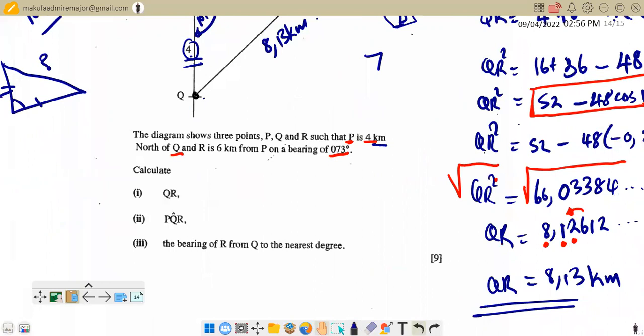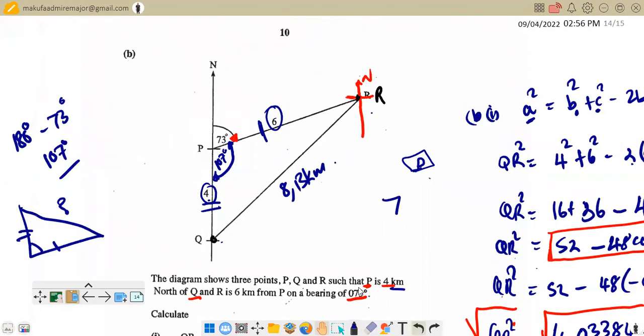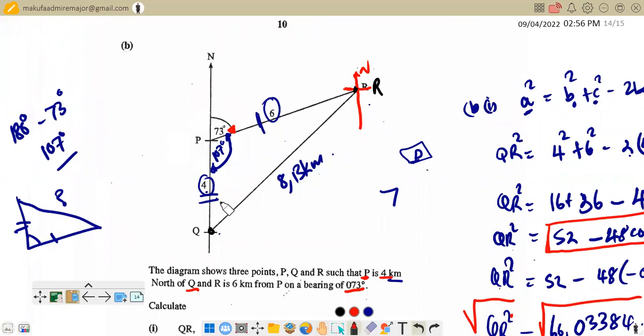Calculate angle PQR. Okay, so this is angle PQR. PQR, that is here. We've got PQR on this one. PQR, that is the angle that you're supposed to calculate. So how am I going to find this angle?